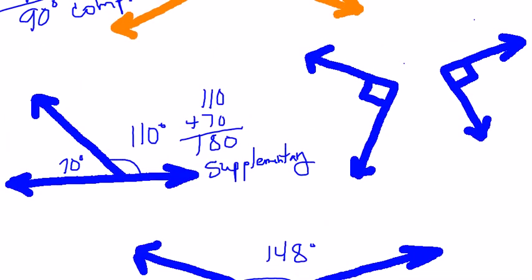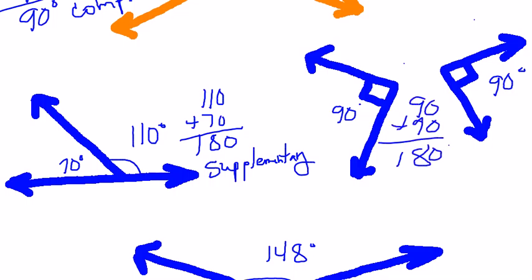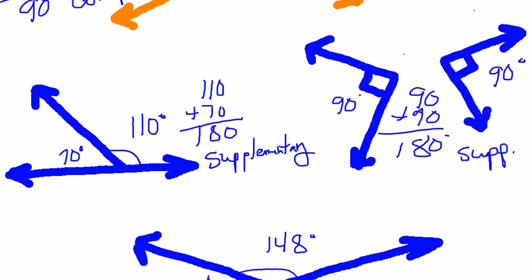Our next example. Now, it doesn't come out and tell us what measure the angles are, but we should know by these little boxes that this angle has been marked as a 90-degree angle. So we have two 90-degree angles, and 90 plus 90 is 180. So these are also supplementary, and I'm going to abbreviate supplementary.